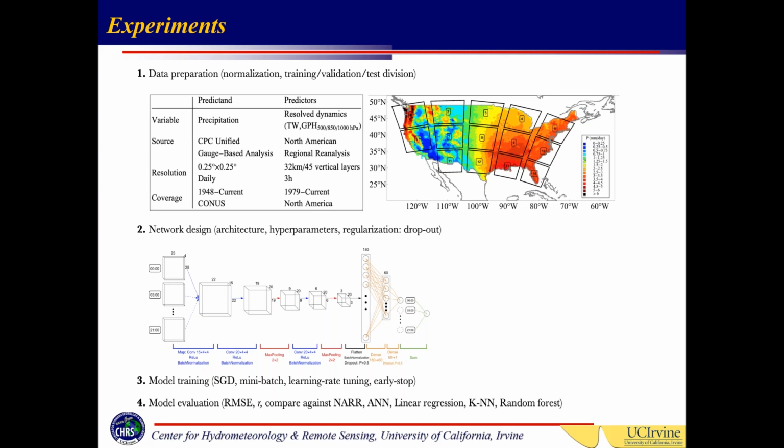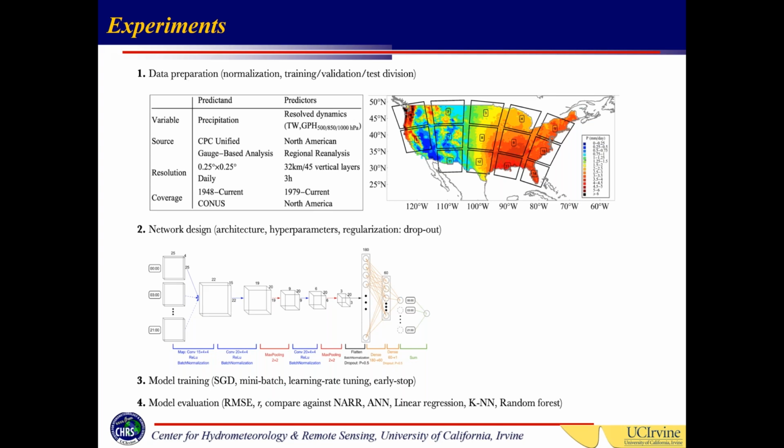And we design the following convolutional neural network. This is a little bit different from a conventional convolutional neural network because for every day we have 3-hourly snapshots of the circulation field. So we map a single convolutional neural network to each of these 8 snapshots of the circulation field. And finally, we just sum them together as the total estimate of the single-day precipitation.